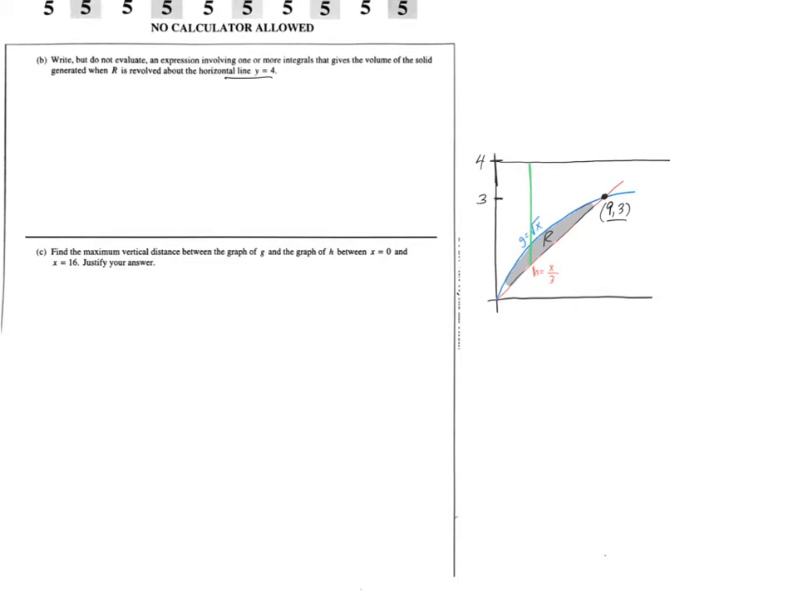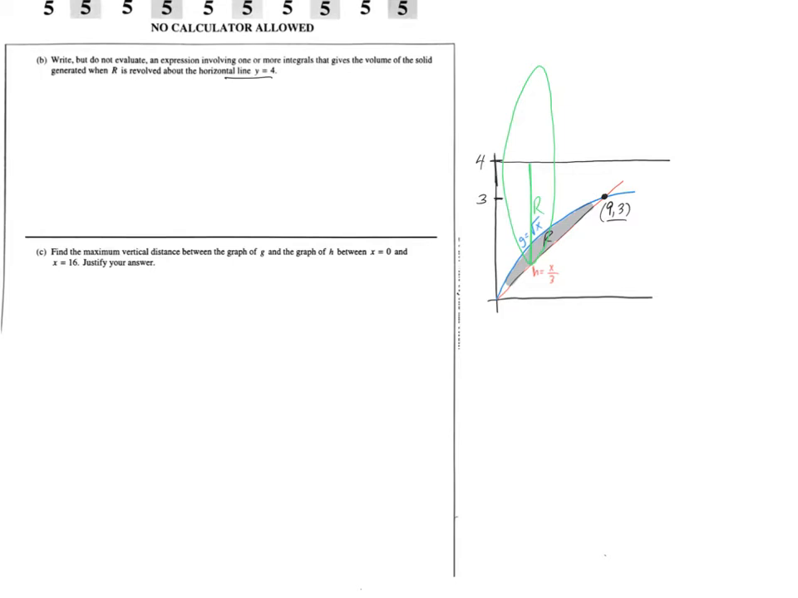So if I'm going to call that big R, just don't get confused with the region being called big R. So that's our large radius, and that is going to come up and get revolved around that line y equals 4 and come back down behind and come back like that.